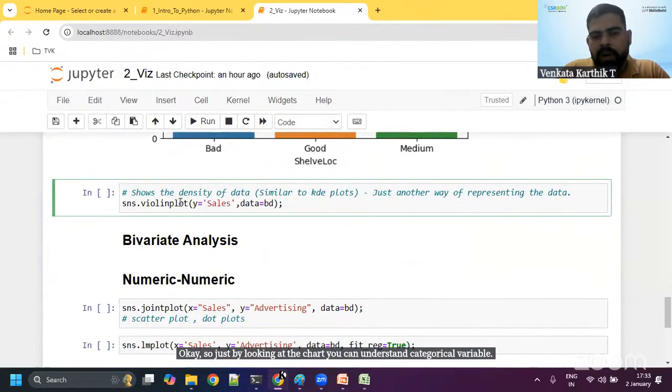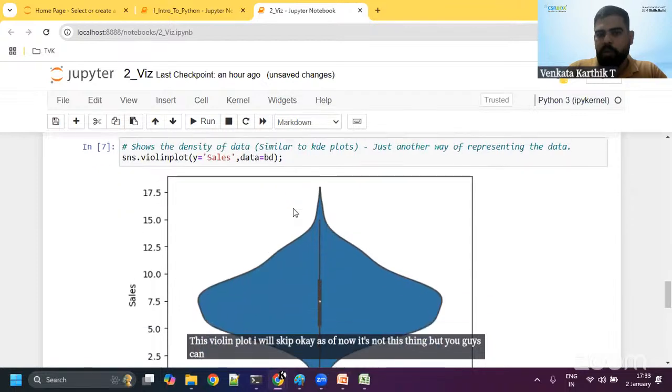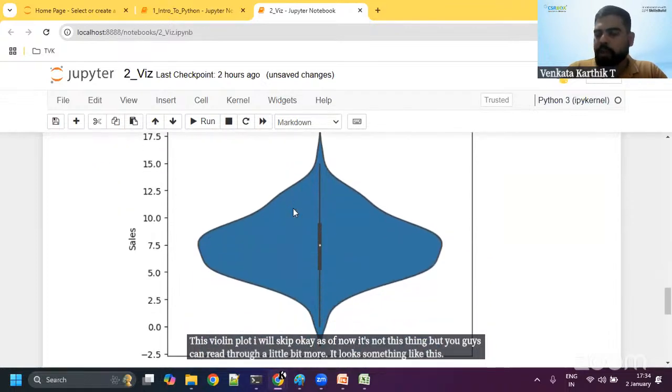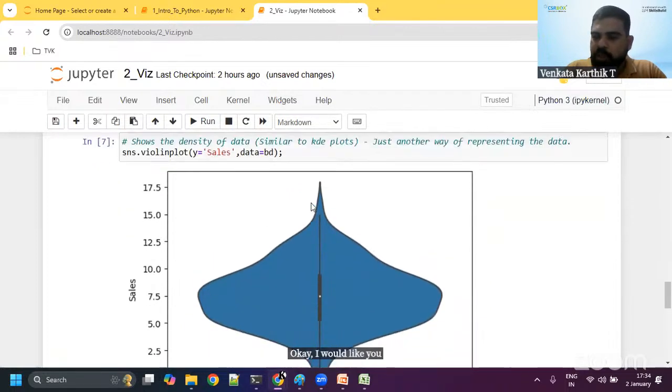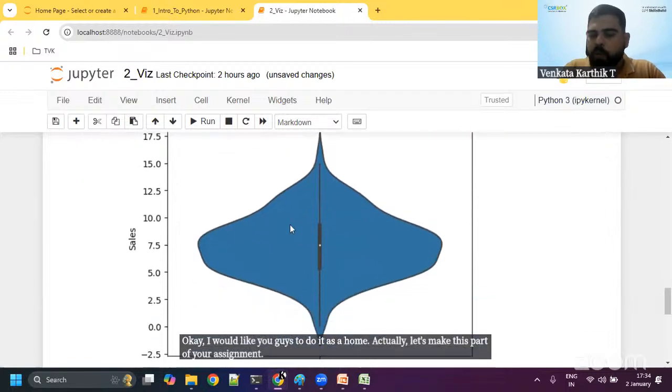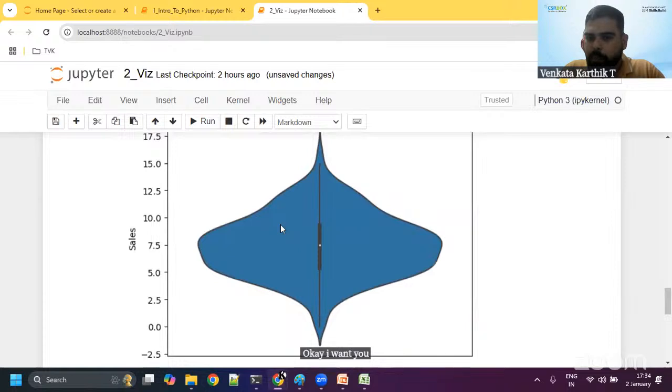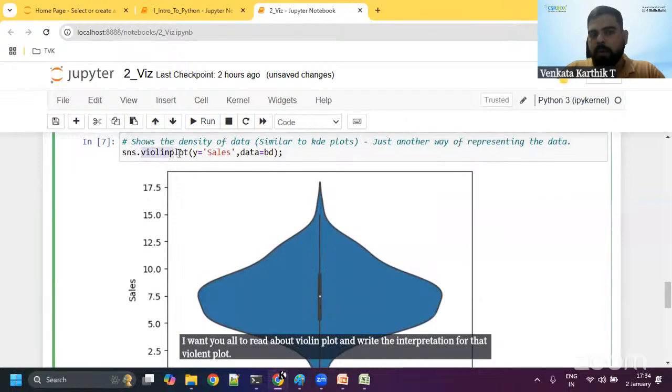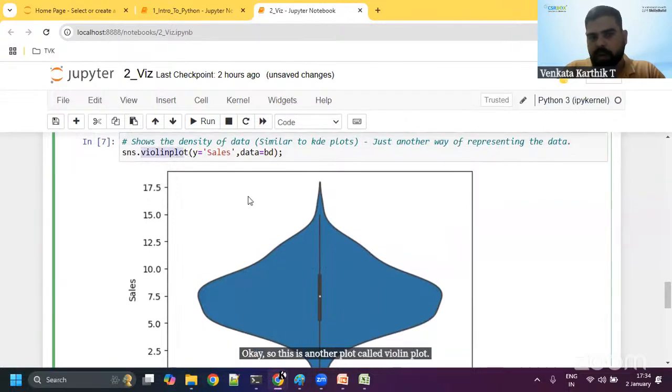This violin plot I will skip as of now, but you guys can read through a little bit more. It looks something like this. Actually, let's make this part of your assignment. I want you all to read about violin plot and write the interpretation for that violin plot. This is another plot called violin plot.